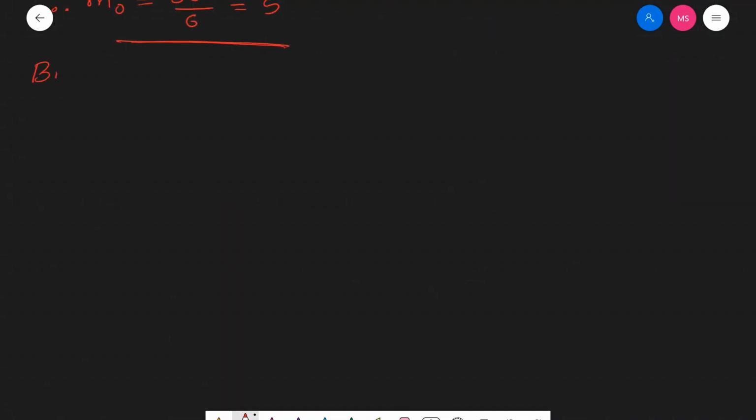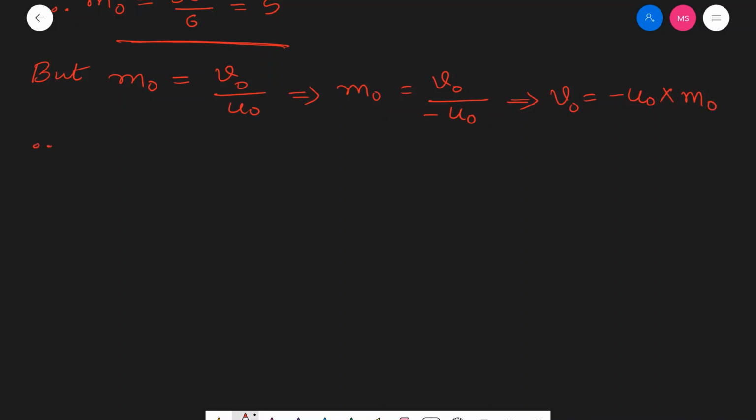But as we know that magnification produced by objective is VO by UO. So this implies that MO will be equal to VO by minus UO, because object is always kept on the left hand side. So we can say that VO will be equal to minus UO into MO, or therefore VO will be equal to minus 5 UO. Let this be equation number 1.